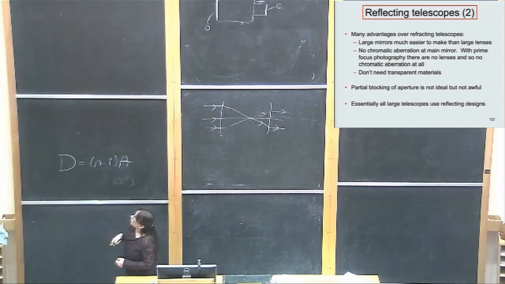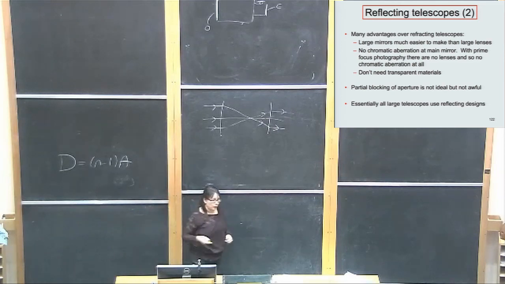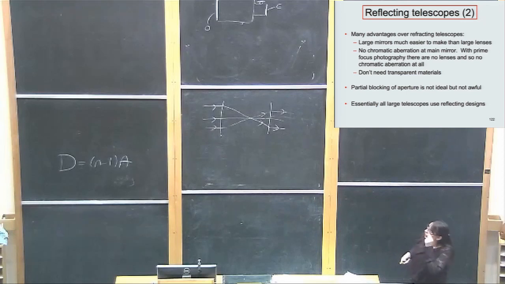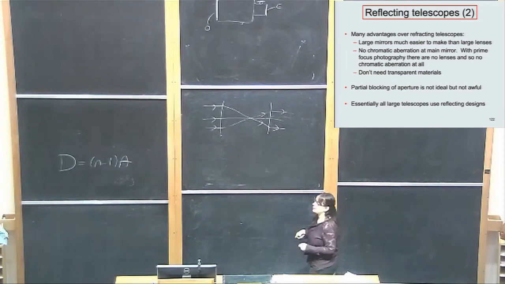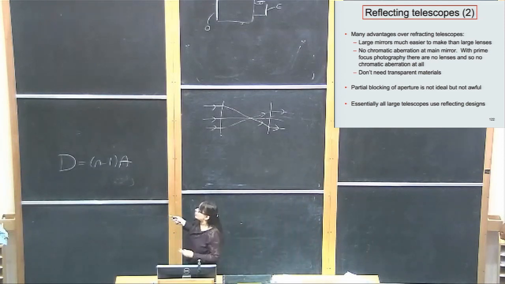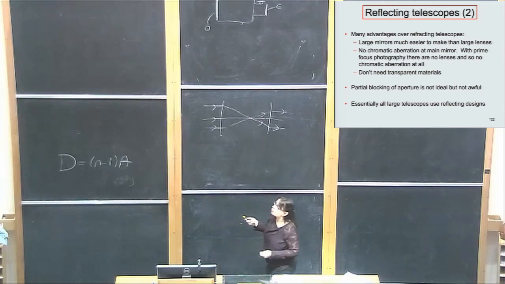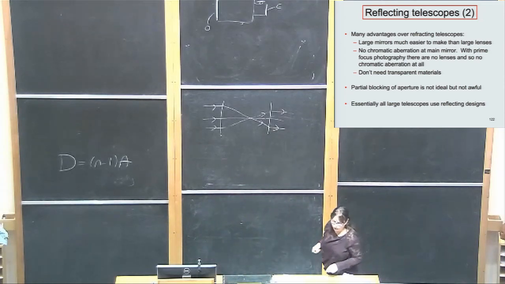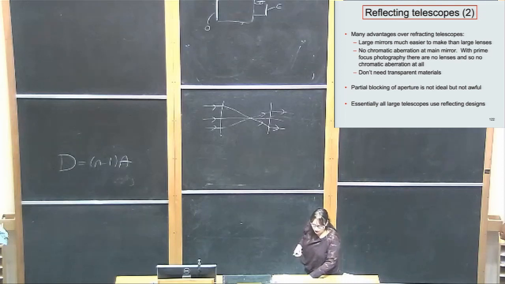And then a final thing, well, maybe not final, but the third thing I'm pointing out anyway, is that you don't need transparent materials, which may not seem like an issue to you. We're used to visible light and glass is absolutely fine. But if you're wanting to work in the far infrared or X-rays or something like that, actually it's quite difficult to get materials that are transparent. So you don't need to worry about that with mirrors.